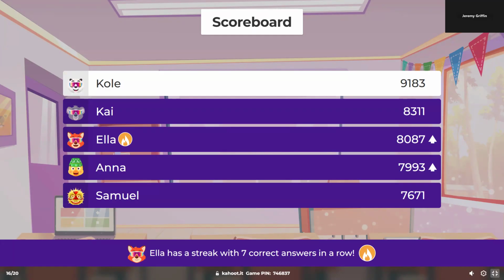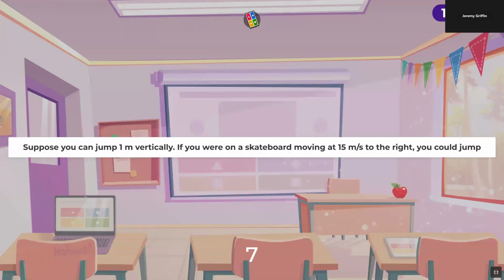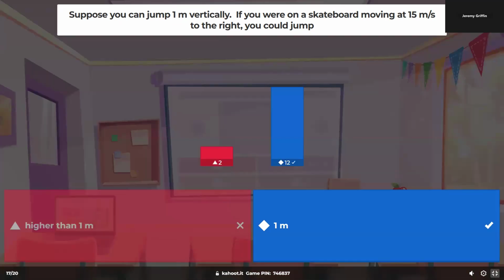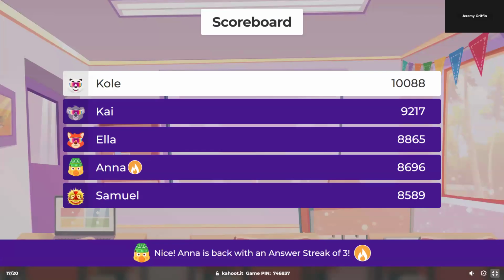Kai, Cole, over 9,000. Suppose you can jump 1 meter vertically. If you were on a skateboard moving 50 meters per second to the right, now you can jump what? Yeah, it'd be all the same. Right? You get no advantage because that horizontal motion has nothing to do with your vertical motion. Those are independent axes. So you can still only jump 1 meter. All right, we got Samuel, Anna, on fire. Ella, Kai, Cole.